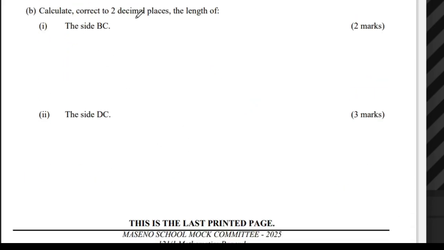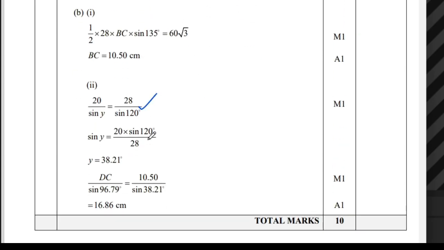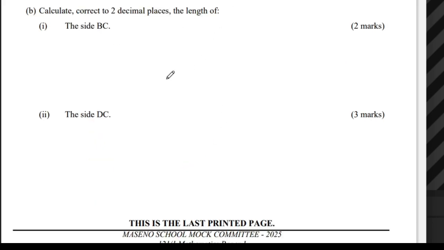Get, correct to decimal places, the length of PC, DC. You can now use the sine rule. You can see here we use the sine rule, and you are finished. Here you use the sine rule and you are done.